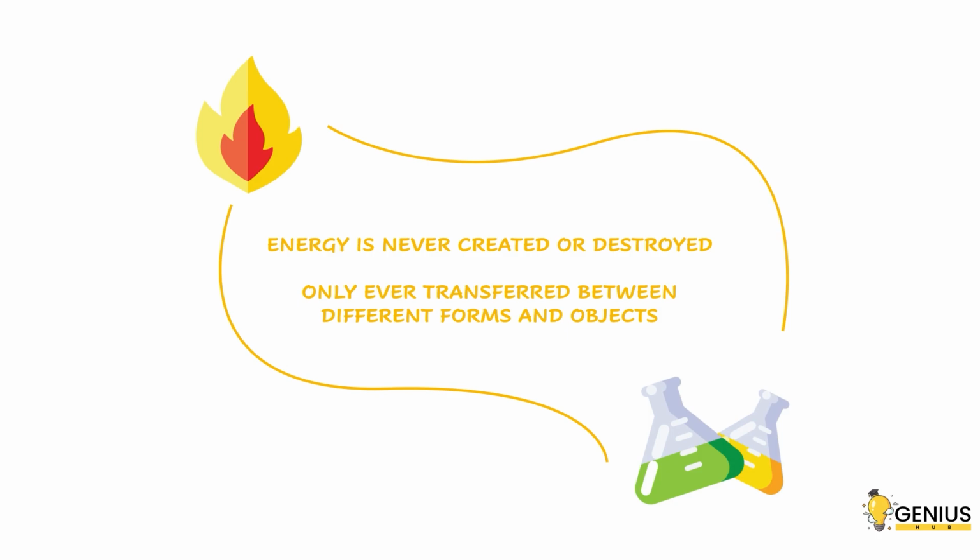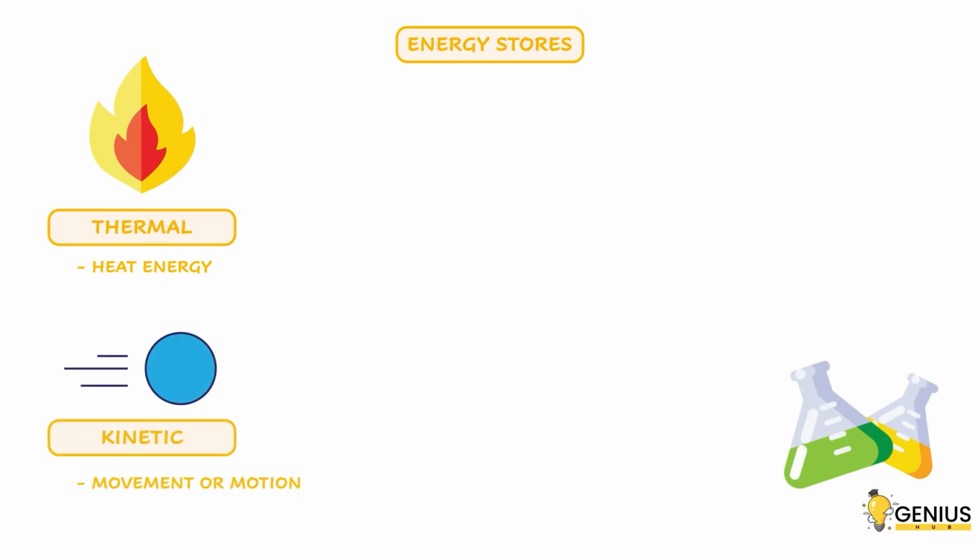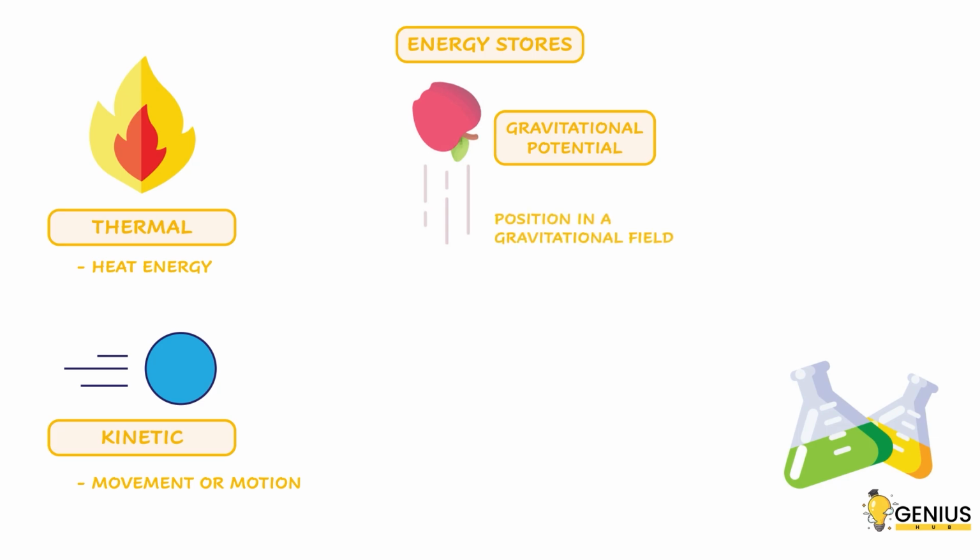by work done. When energy is transferred into an object, it's stored in one of its energy stores. We explore each of these in detail in other videos, but for now, here's a brief overview. Thermal, or internal, energy is essentially the heat inside an object, linked to its temperature. Kinetic energy relates to an object's motion. Gravitational potential energy is based on an object's position within a gravitational field.